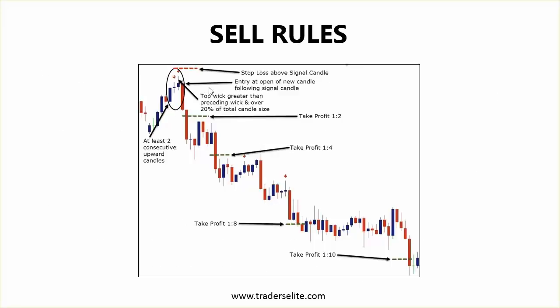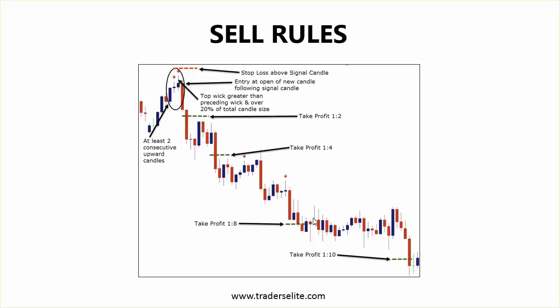So looking at the sell rules, we've got a price flip occurring here with the top wick, or the difference between the high and the close, greater than the preceding wick. And in fact, in this case, we see a cluster price flip, because this candle here is also a price flip in its own right, because it also is in a sequence of 2 consecutive upward bars or candles, and its wick is greater than the preceding wick, which in this case is virtually nothing. Both are at least 20% of the total size of the bar.